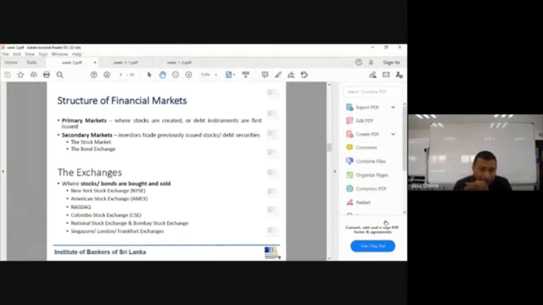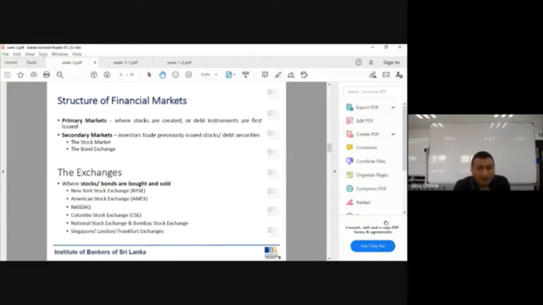But then, of course, you have another concept called OTC, over the counter. We will talk about that. Apart from exchanges, these stocks and bonds are bought and sold in the exchanges. The famous exchanges are the New York Stock Exchange, American Stock Exchange, Nasdaq. Then you see Columbus Stock Exchange. You are very familiar with that. National Stock Exchange and Bombay Stock Exchange in India. And the exchanges where you see bond and stock exchanges are often in the same place, in Singapore, London, and Frankfurt. These are global financial centers.